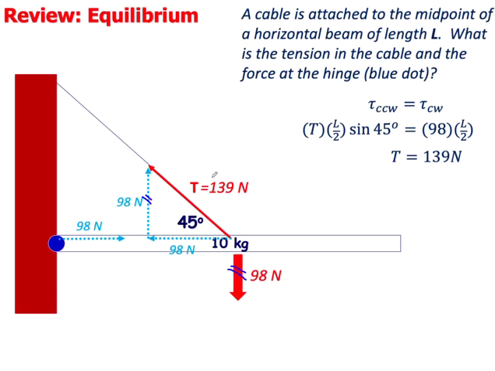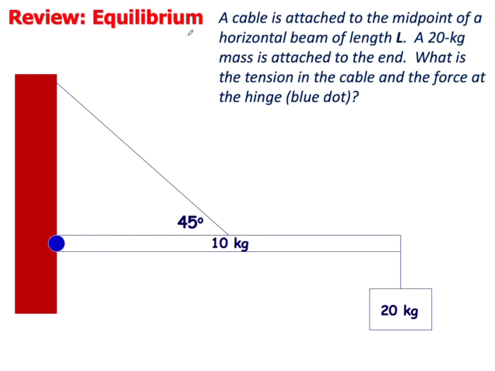So we've got 139 newtons of tension, we've got the force of gravity, and we have this outward force on the hinge. And together, not only does that produce a net torque of zero, but it also produces a net force of zero, which, remember, those are the two requirements for equilibrium. All right, what about a little bit more complex problem? In this case, we've got a large mass sitting over here, and we still have a 10 kilogram beam, we still have the wire here, and the question is, what's the tension acting over here?